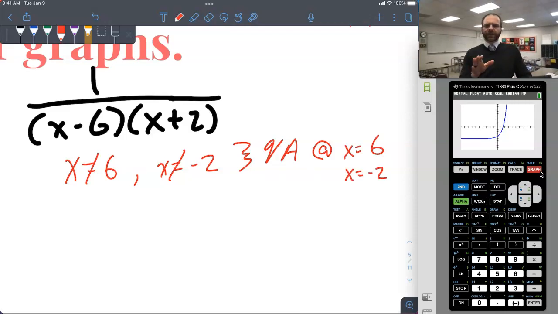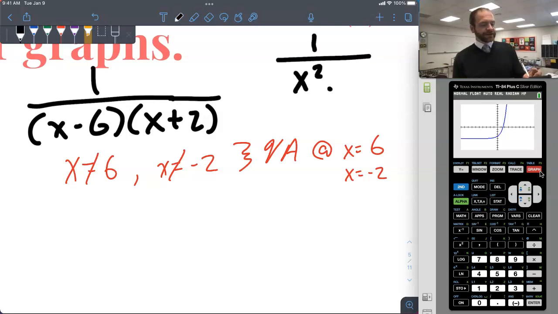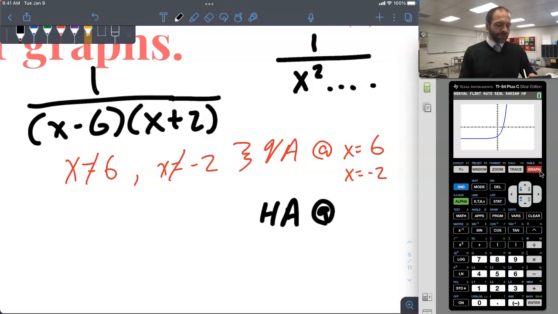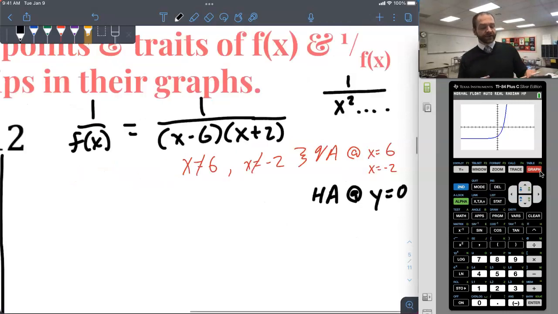That's a good thing. Do I have any other asymptotes? I could use the calculator if I wanted to, but I could look at the degree. If I have what the original was, 1 over x squared, whatever the rest was, the degree in the bottom is bigger than the degree in the top, which means I have a horizontal asymptote at y equals 0. So I have vertical asymptotes, I have a horizontal asymptote. Again, I can look at the graph in the calculator.